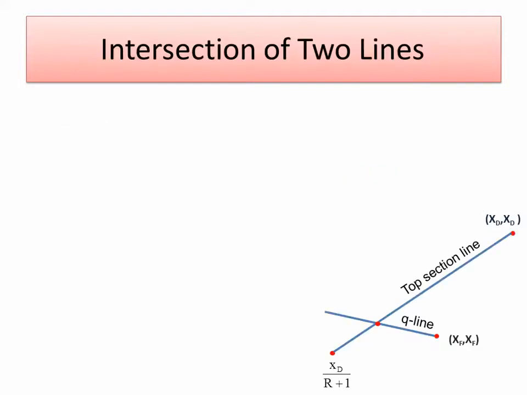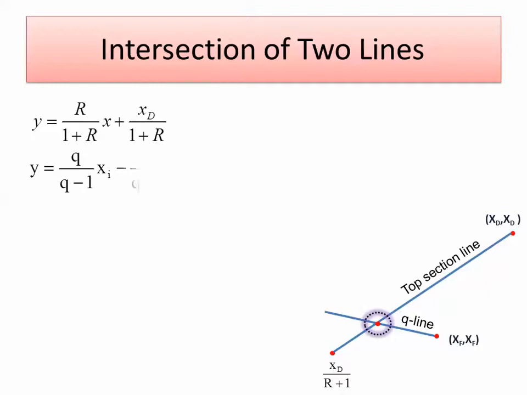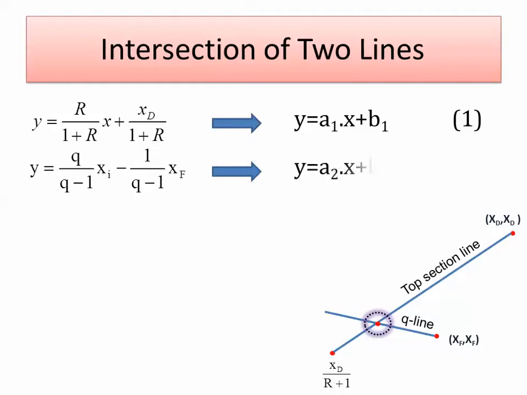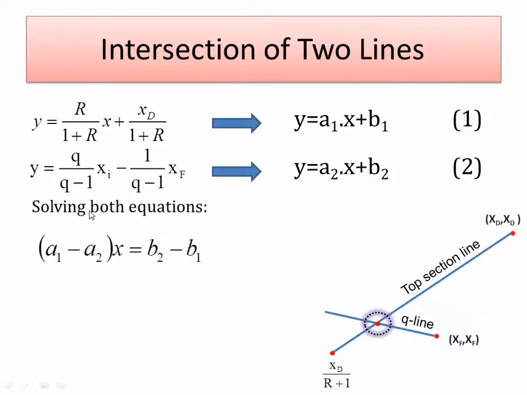The other thing is how to get the intersection of the top section line and the Q line. It's something very famous in mathematics, how to get the intersection of two lines by equating them together, like putting the first and second equal to each other, or solving them together. And this is the point that we are trying to get, and these are the two equations that we have, and for the sake of simplicity I'll make them in that form, a1x plus b1 and a2x plus b2. So I know that a1 is R over R plus 1 and b1 is XD over 1 plus R, and the same here. So to solve them together you will get that form of the equation, which will end up with that shape.